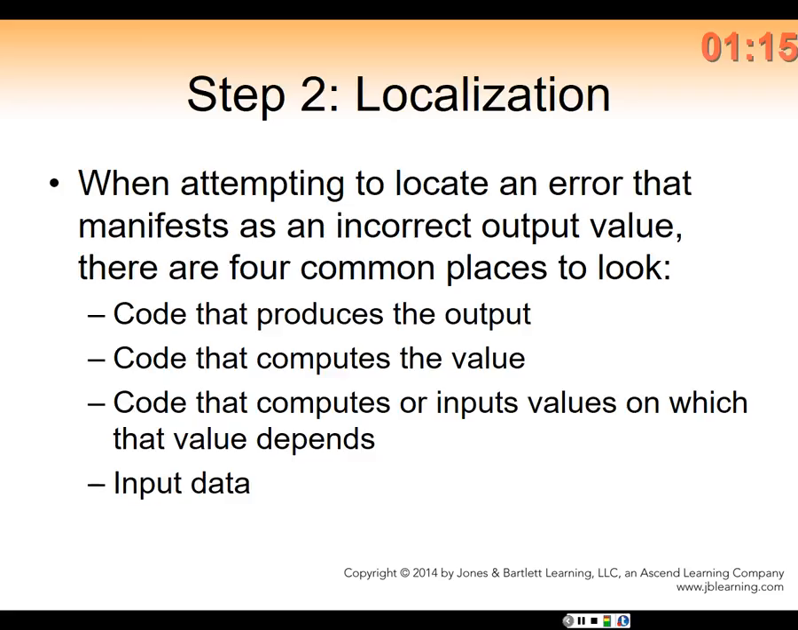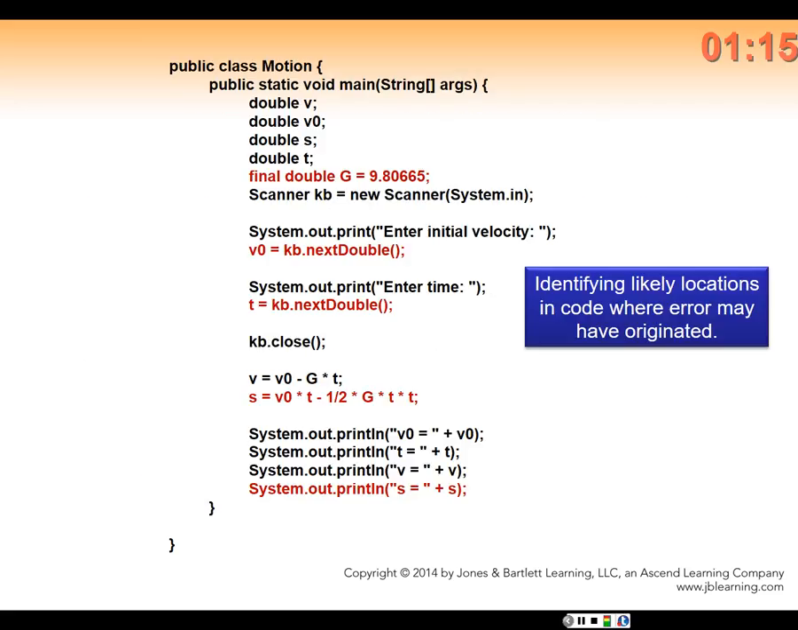And then finally, look at the input data. Because sometimes the error is in the way the data is input, or sometimes the error is actually the data. It could be the data. I told you to put the data in this way, and you put it in that way, and you flipped V naught and T. It's your fault. So here, for this very simple example, I just outlined in red the statements that I would look at.